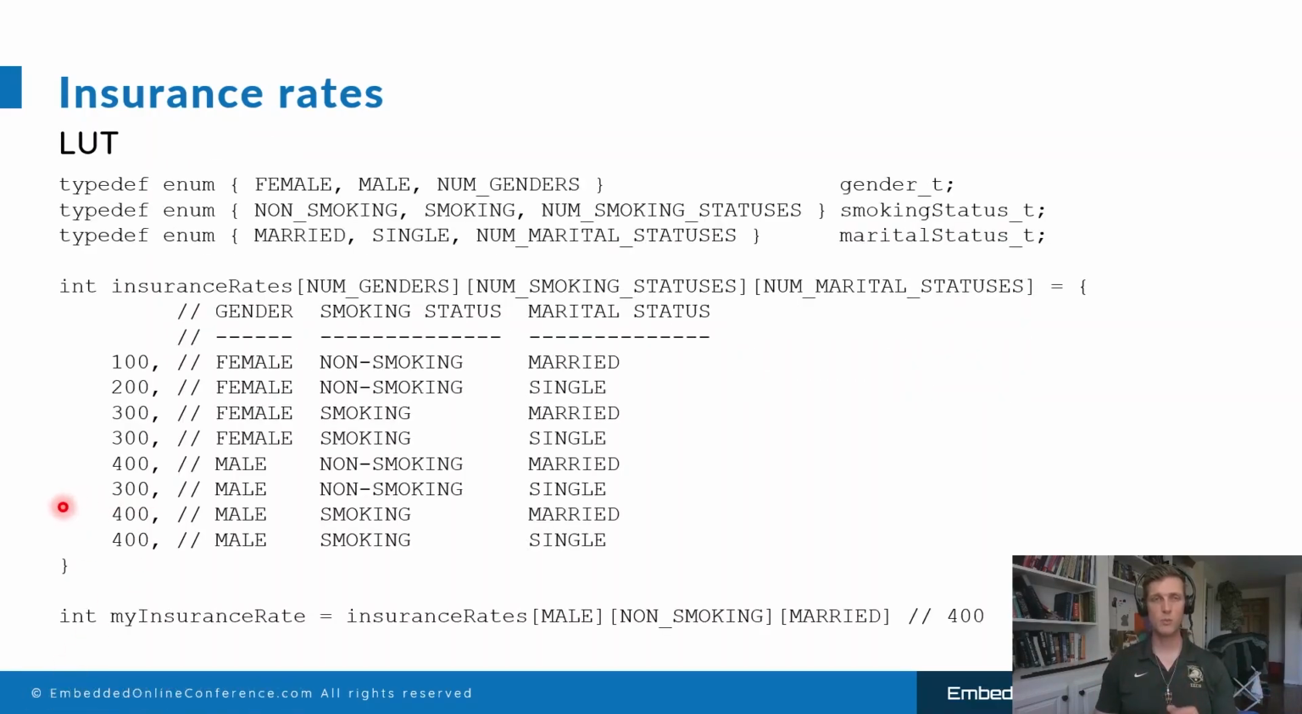Here's what the lookup table implementation might look like. I'm creating a three-dimensional array based on the number of genders I'm trying to index, the number of smoking statuses and marital statuses, and now accessing the insurance rate for, for instance, a non-smoking married male is as simple as indexing into my array, and then at that location I get the value I'm looking for.